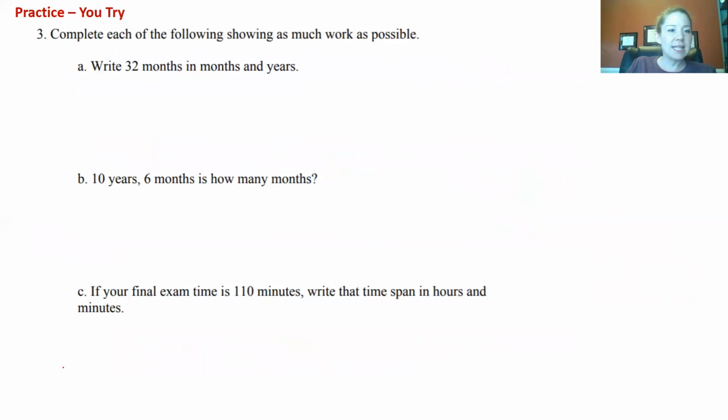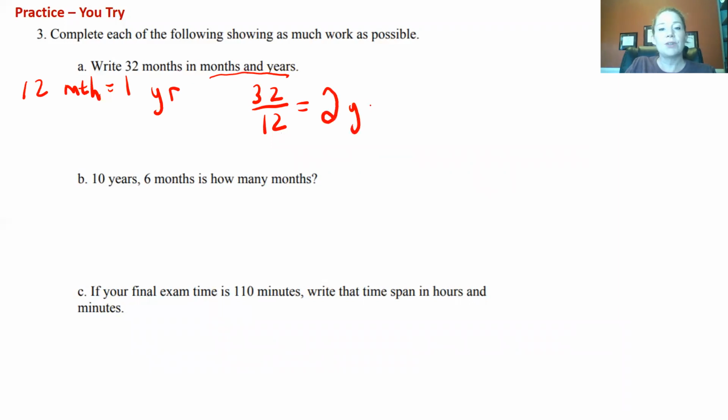All right, so then the next few, it says complete the following, showing as much work as possible. Write 32 months in months and years. Well, what do we know about months and years? We know that there's 12 months in 1 year. So we had 32 months, then we want to know how many groups of 12 do we have in 32? Well, not quite 3, right? So 2, so we have 2 full years.